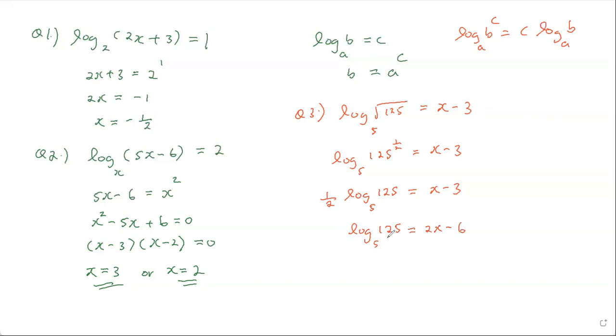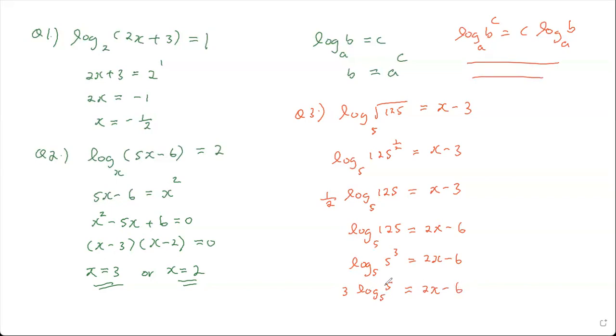Now, what is 125? 125 is actually 5 to the power of 3. Now we can simplify this. I can bring down the 3. I'm still using this rule. So I brought down the 3 and then I got this, with 2x minus 6 on the other side.